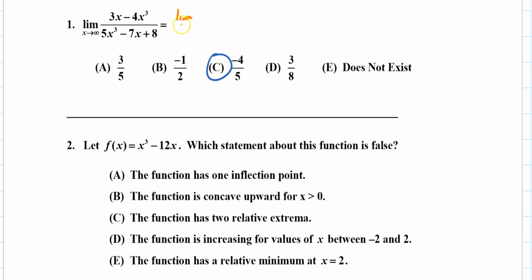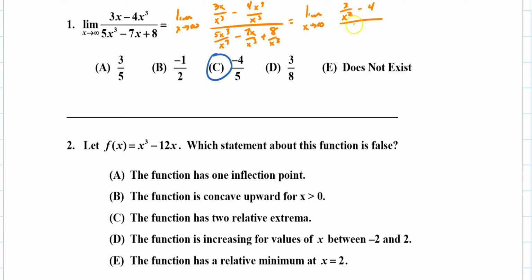So we end up with the limit as x goes to infinity of 3x over x cubed minus 4x cubed over x cubed, all over 5x cubed over x cubed minus 7x over x cubed plus 8 over x cubed. And when we simplify that a little bit, we get 3 over x squared minus 4 over 5 minus 7 over x squared plus 8 over x cubed.